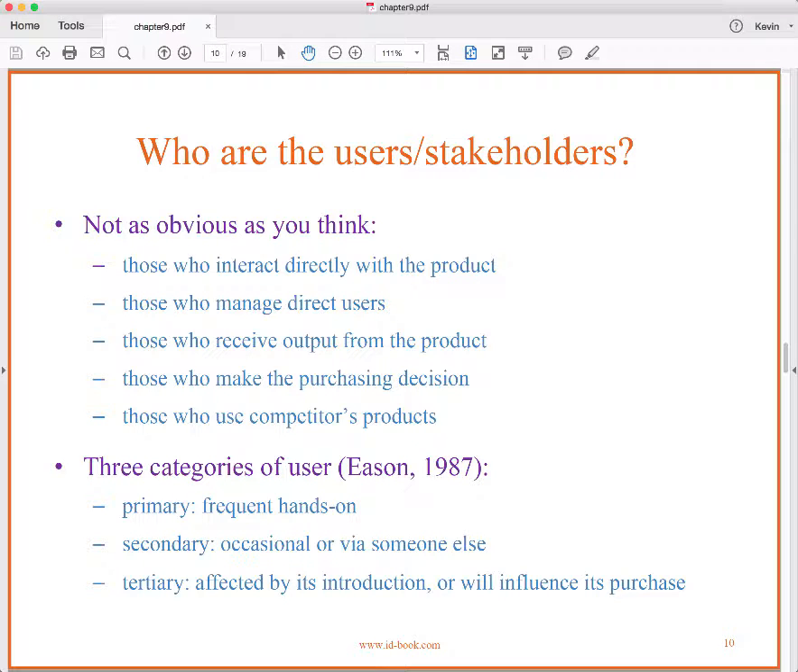So who are the users and stakeholders? Well, I'm going to go out on a limb here and say that some of the language in interaction design research, which is really human-computer interaction research, is different from the language being used in project management and systems analysis. In project management and systems analysis, the total group of interested parties are called the stakeholders. The stakeholders are people who just have some skin in the game. They have some interest in the project. Either they're going to benefit from it, or they're going to be damaged by it.